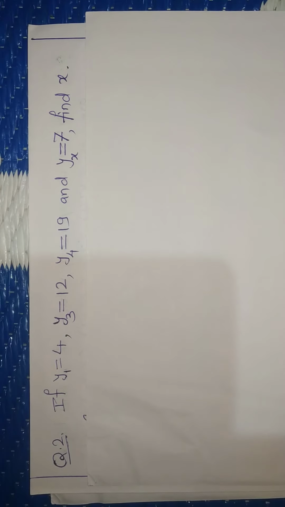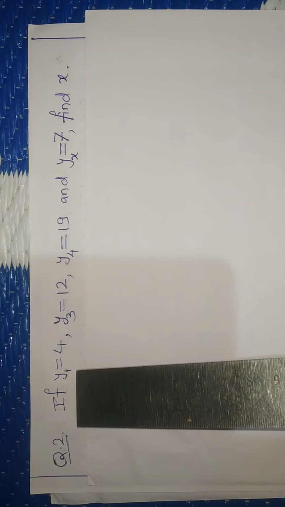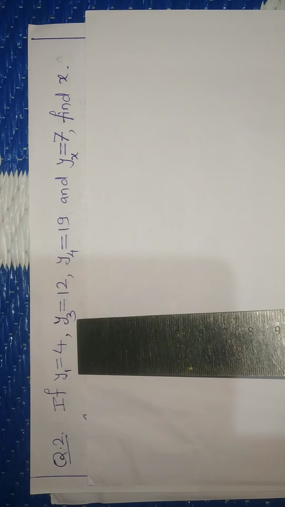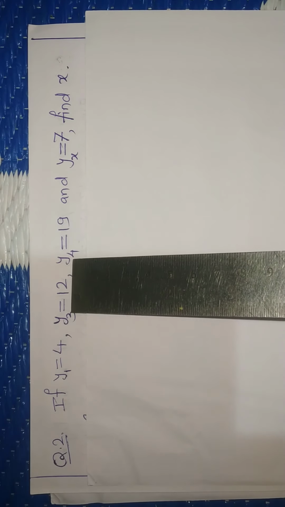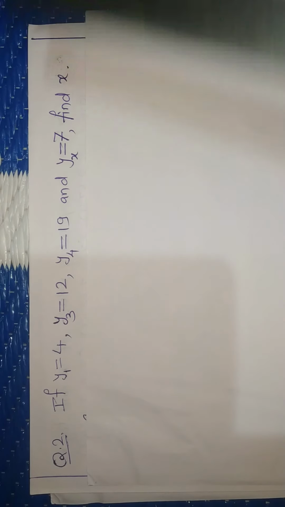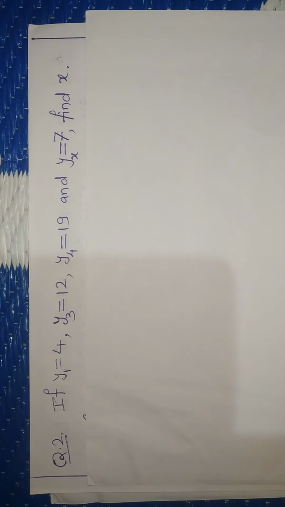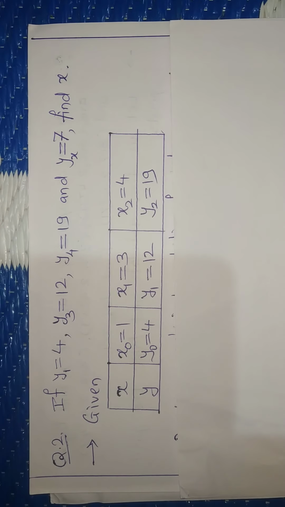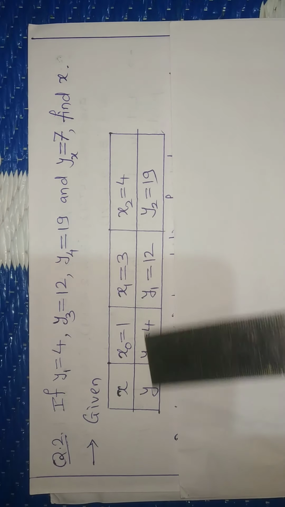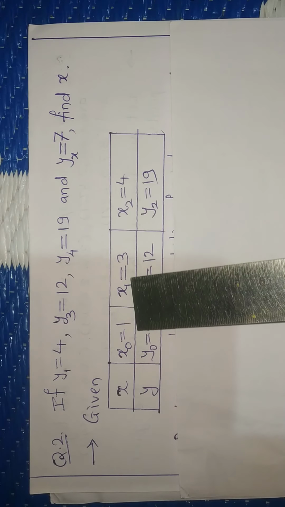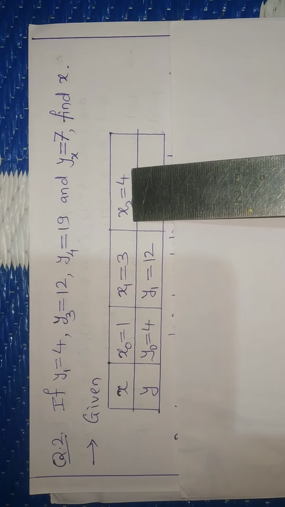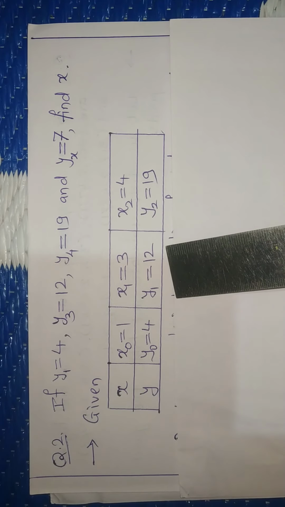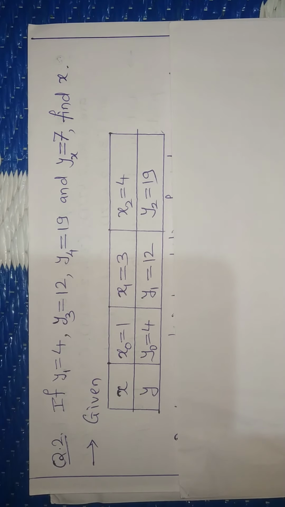If we concentrate on the values of x, they are 1, 3 and 4. The difference between 1 and 3 is 2. The difference between 3 and 4 is 1, means they are not equally spaced. So there is no other go, we have to go with Lagrange's interpolation formula. Now first we tabulate. x0 we call as 1, x1 is 3 and x2 is 4. Correspondingly y0 is 4, y1 is 12 and y2 is 19.